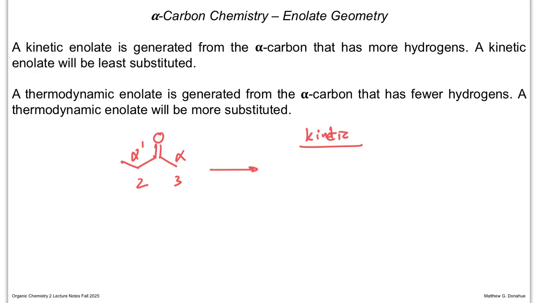So again, the kinetic enolate comes from the alpha carbon that has the most hydrogens, because that generates the least substituted enolate. Another thing we'll see later on, the nature of the metal that's used for the base also plays a role. So now we're drilling down into everything that's in that reaction flask playing a part in the outcome of the reaction.